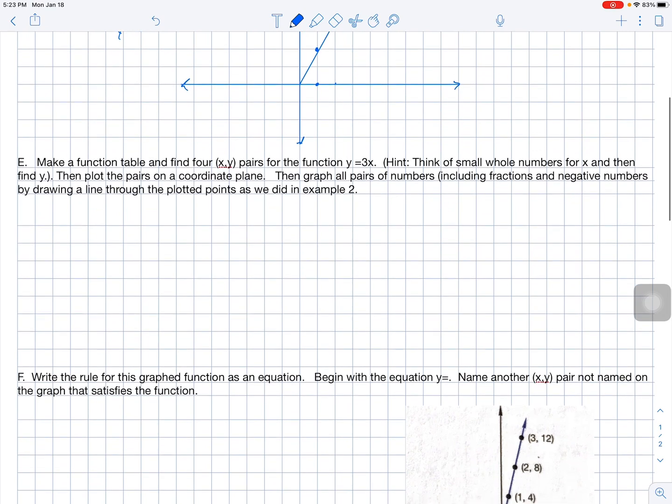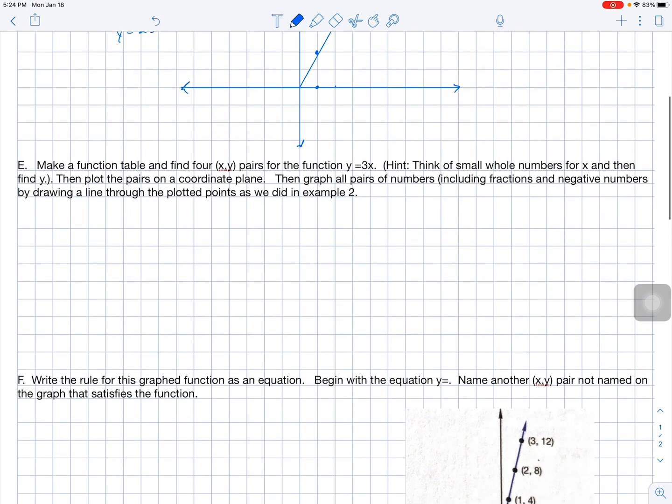All right, so make a function table. A function table would be a table that has x and y in it. All right, so here's our function table for the function y equals 3x. Think of small whole numbers for x and then draw. So let's start with 0, 1, 2, 3. So if we go y equals 3 times, then we're going to grab the 0 for x, then y equals 3 times 1 for x, y equals 3 times 2 for x, and y equals 3 times 3 for x. That'll give us our coordinates.